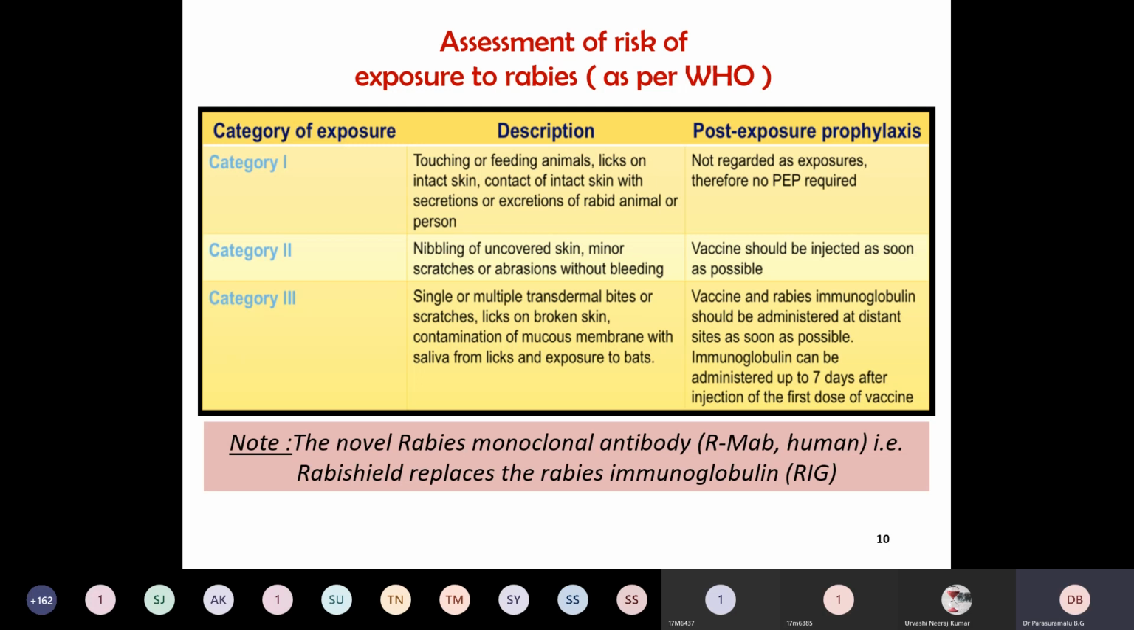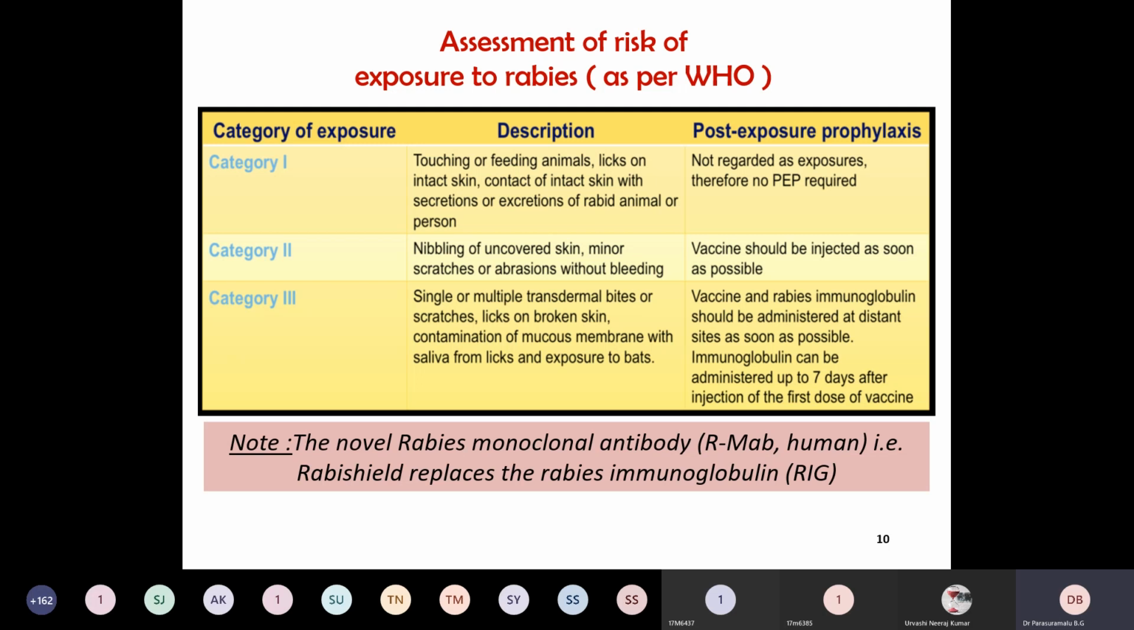So, as far as possible, suturing should be avoided. If at all it is required, it should be under the cover of the rabies immunoglobulin, that means after infiltrating the rabies immunoglobulin around the wound and to the base of the wound, you can apply the suture. That too only when the bleeding cannot be stopped. Otherwise, the suturing should not be applied, or it should be postponed.